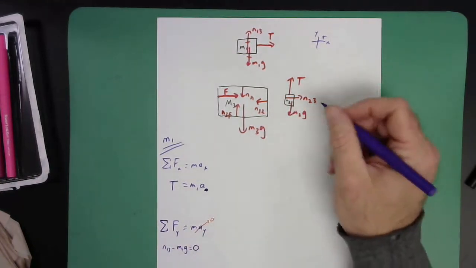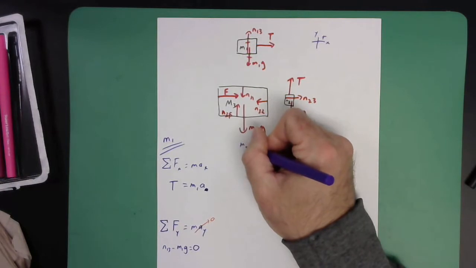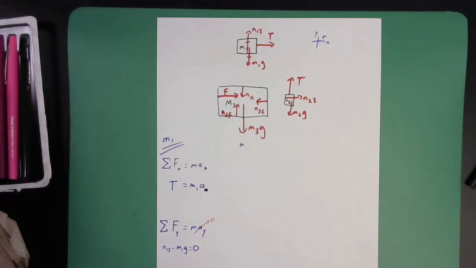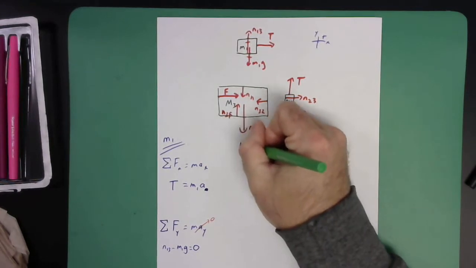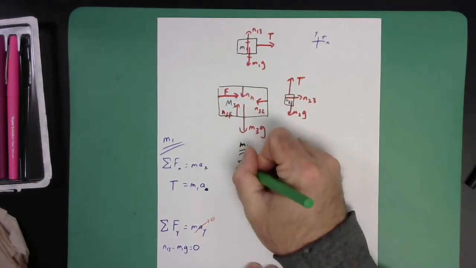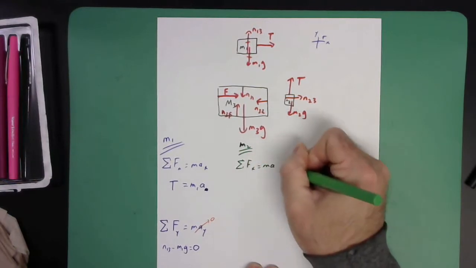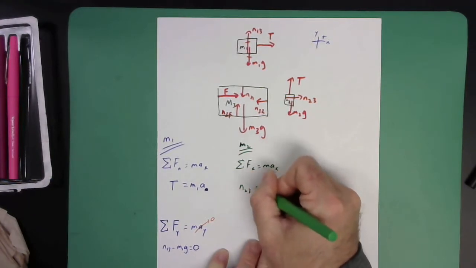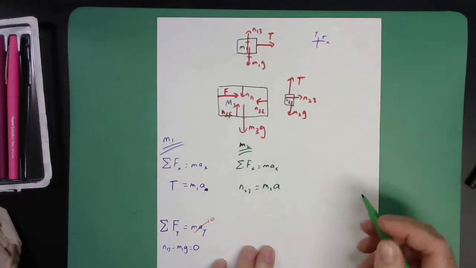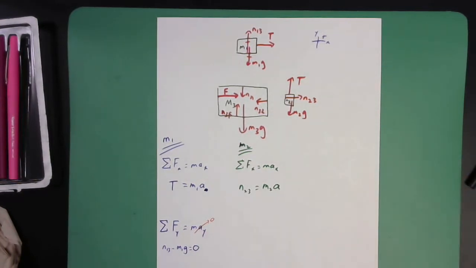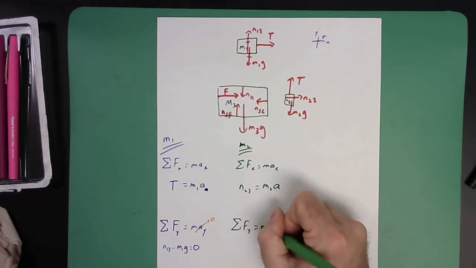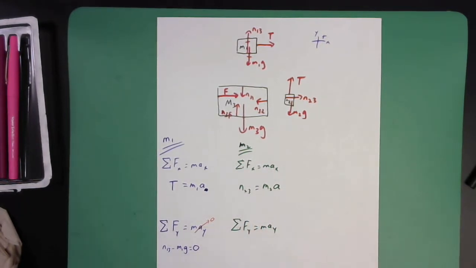Okay, now let's go to M2. I'm going to do M2 in another color. Look at me, color coding. Let's make M2 green. Sure. Okay, so let's talk about M2. You're going to say, hey, that's going to be in the horizontal. It's going to be N23 equals M2 times that horizontal acceleration it has. Now, I can do my vertical axis, and do my sum of the forces in the y is mass times acceleration in the y. But we know the acceleration in the y is 0.